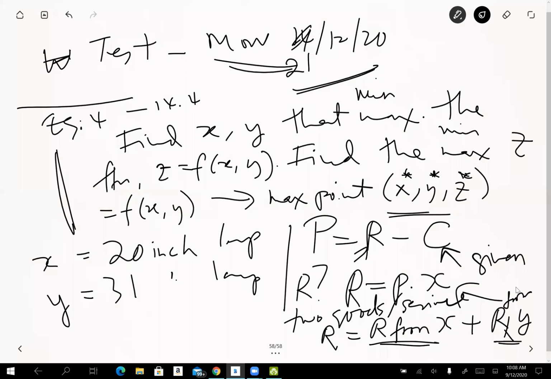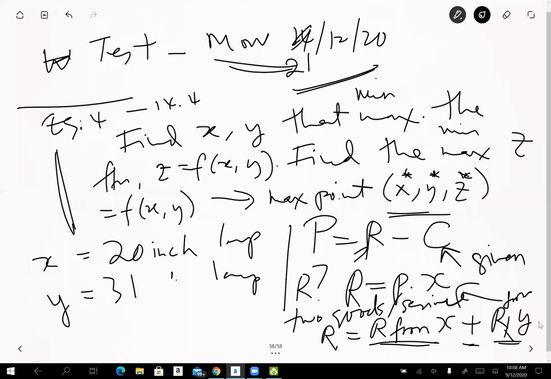Now, what is the revenue from Y? Well, how do you get the revenue from Y? It's just another good. The revenue from X is the price of X multiplied by X. So revenue from Y, what will it be? P times Y. Again, P times Y. The price of Y multiplied by the quantity of Y. Okay? So it's just the addition of the revenue from X plus the revenue from Y.